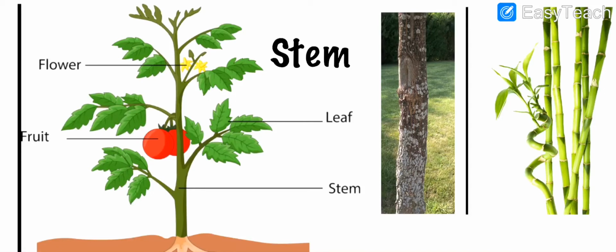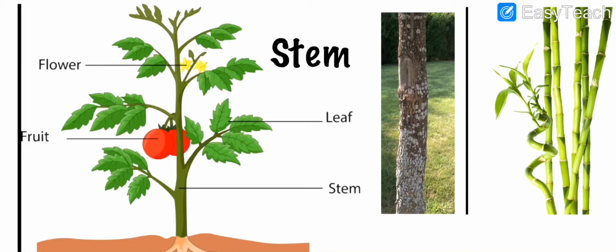Now, children, what is the function of a stem? The stem keeps the plant upright and straight. The leaves, the bud, the fruit, the flowers, they all grow on the stem. The stem also carries water and nutrients which are absorbed by the root, and food which is made by the leaves, to different parts of the plant.